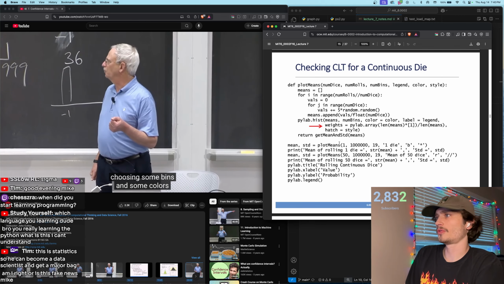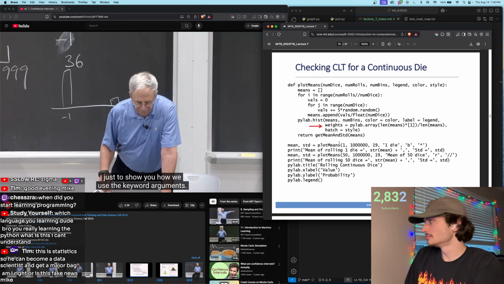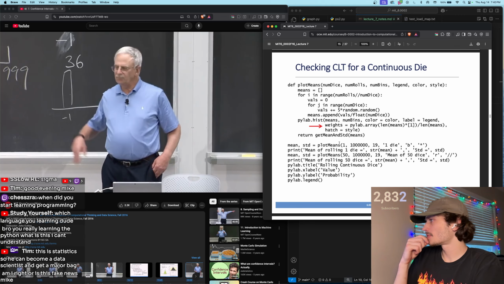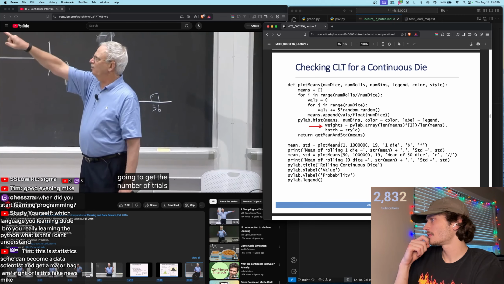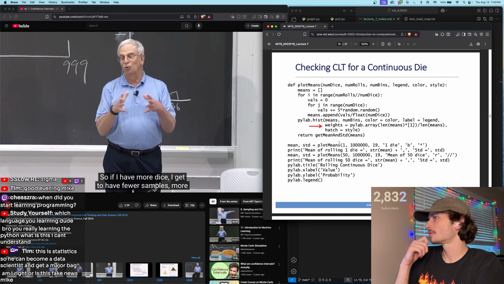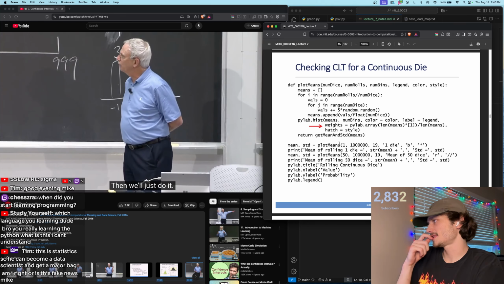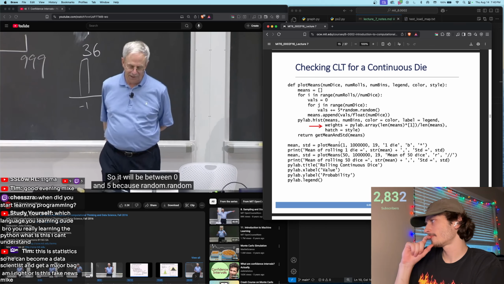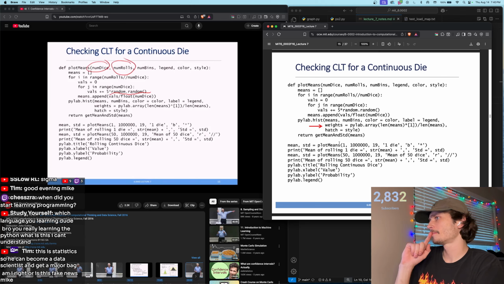So I'm just saying, either 2 dice that you roll some 5 times, or some 5 dice that you roll 6 times, and various other things, just to show you how we use the keyword arguments. So we're going to gather all the means. I said num rolls is the number of trials, but it isn't quite that, because I'm going to get the number of trials by dividing the number of rolls by the number of dice. So if I have more dice, I get to have fewer samples, more dice per sample. If you have fewer dice, we'll just roll more times. It will be between 0 and 5, because random.random returns a number between 0 and 1, and I'm multiplying that by 5. And then we'll look at the means, and we'll plot it all.